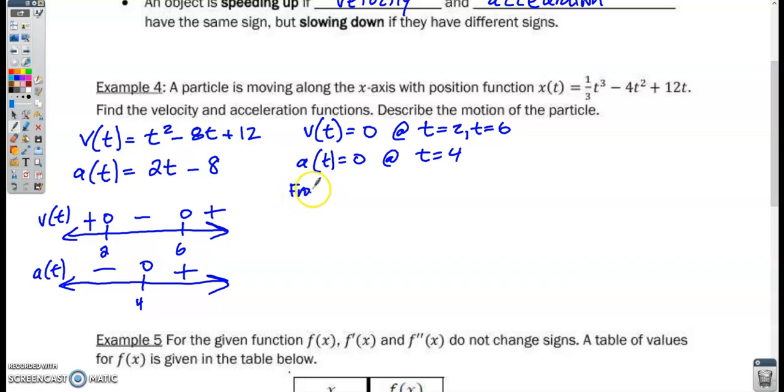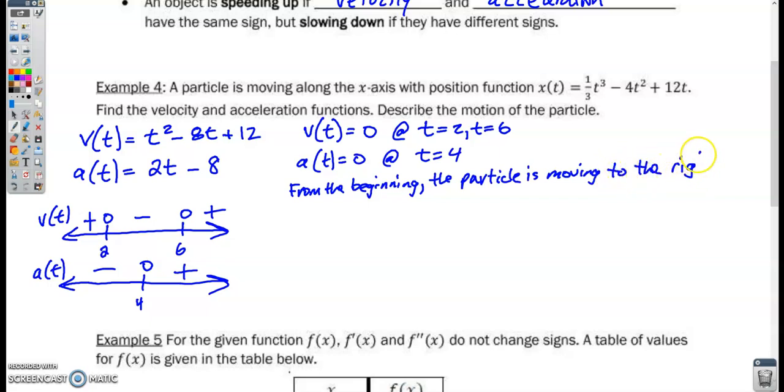Okay, so from the beginning, the particle is moving to the right. How do I know that the particle is moving to the right? Because velocity is positive. It's moving to the right, but it is slowing down. I know it's moving to the right because velocity is positive, and I know that it's slowing down because the acceleration and velocity have opposite signs there.